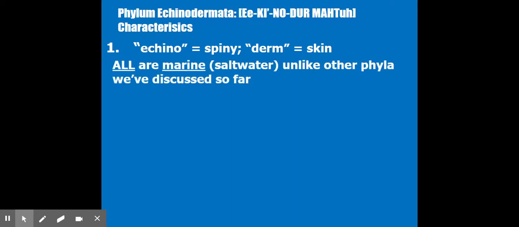A characteristic that all echinoderms have in common is that they are all marine. This is not true of any other phyla that we've studied thus far. So if you think back to porifera or sponges, there's some in freshwater. Cnidarians are anemones and jellies. There's some in freshwater. Our mollusks are shelled organisms. Our arthropods are jointed exoskeleton organisms. They all have examples on land, in the ocean, and in freshwater. So this is exclusively marine, only found in saltwater.